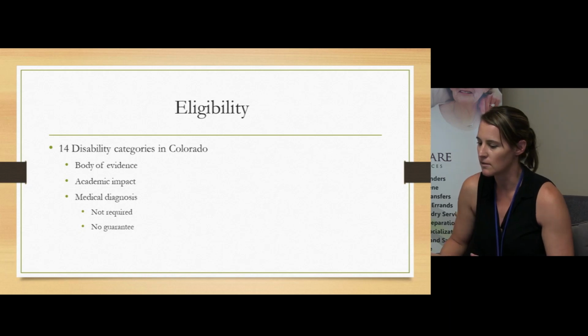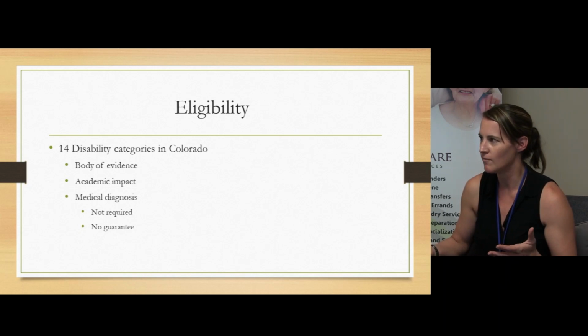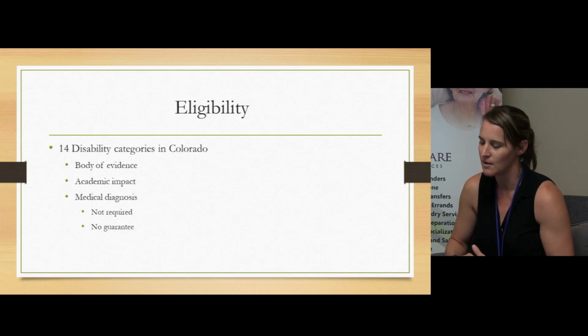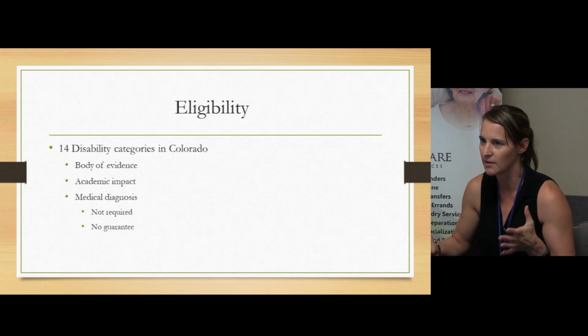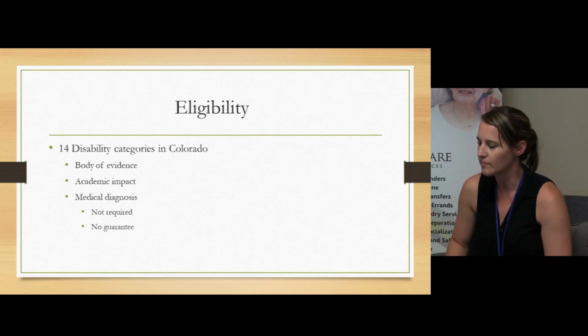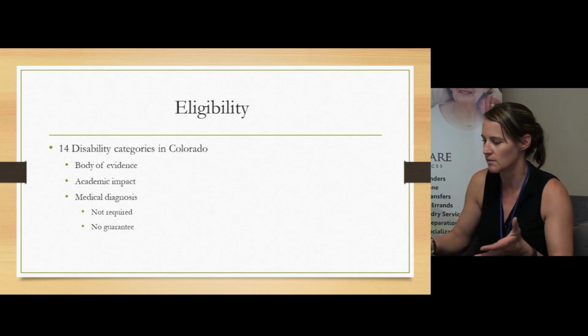So the 14 areas, and you can find this on the CDE website under special education: traumatic brain injury, other health impairment, which is pretty vague, but it does include ADHD, which is a big diagnosis right now. Orthopedic impairment, autism, developmental disability, which is for the younger kids when there's something going on but you can't pinpoint it. Speech language, specific learning disability, deaf-blind, intellectual disability, visual impairment, emotional disability, and hearing impairment. And then there's multiple, which covers a couple of those.